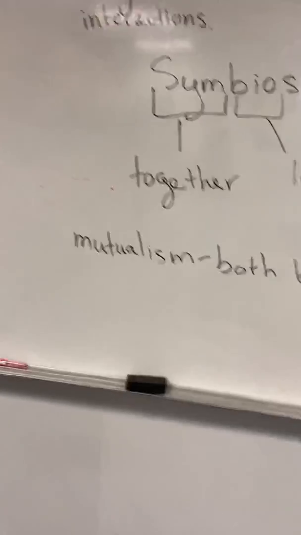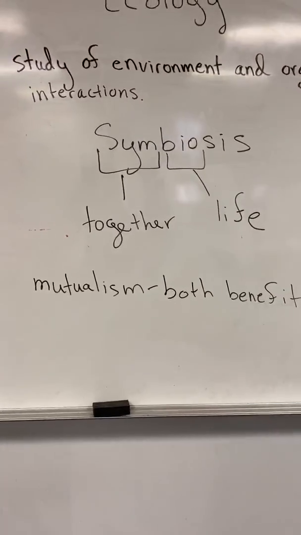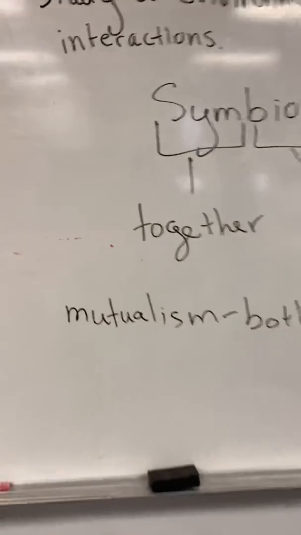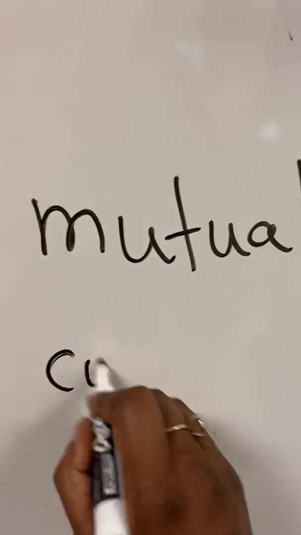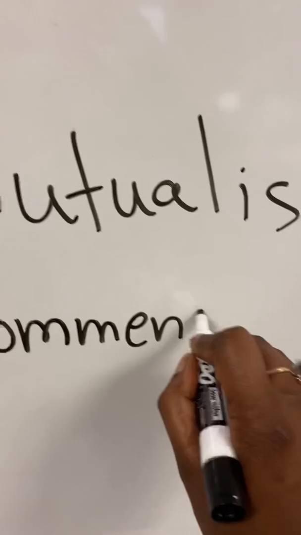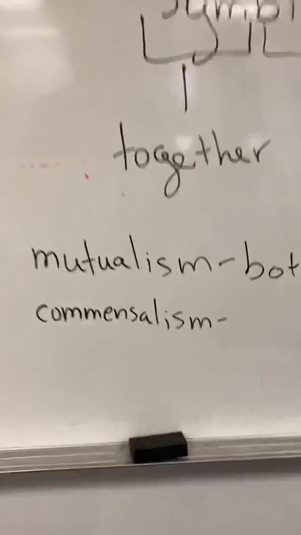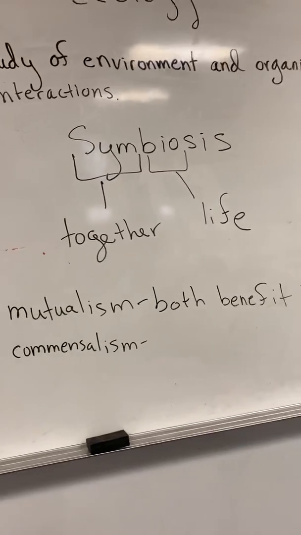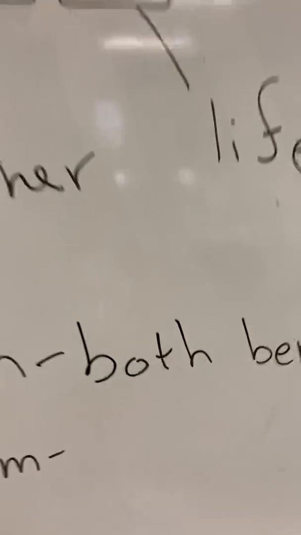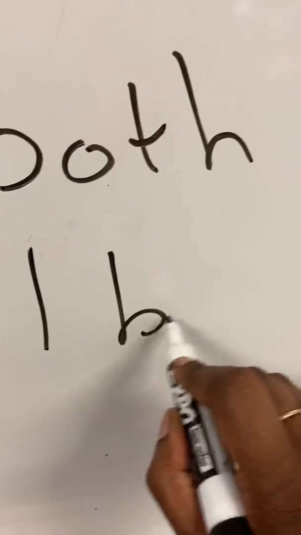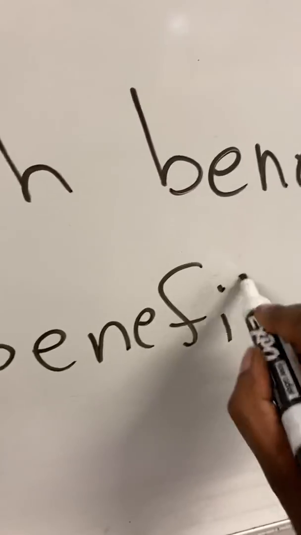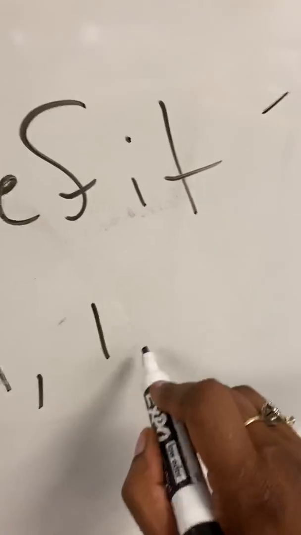Okay. Now the next type of symbiotic relationship is going to be commensalism. And this might be the one that you've never heard of, but it's okay. So commensalism is a close relationship between two organisms where one benefits and the other is unaffected.